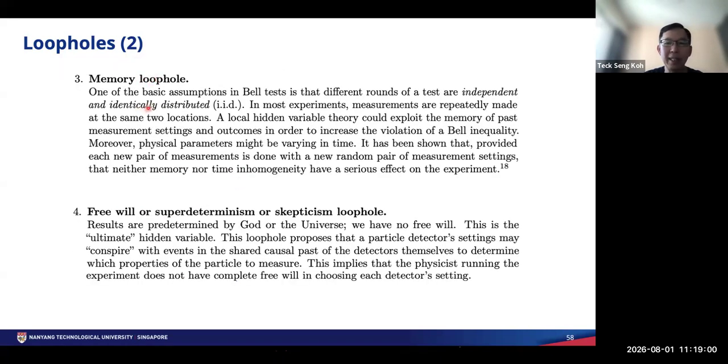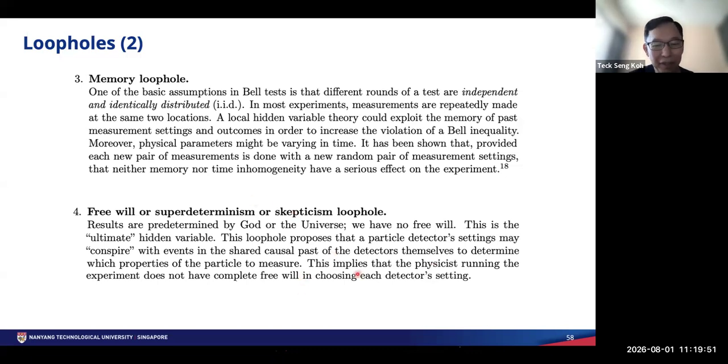Another is the memory loophole, where you assume that every round of a test is IID, statistically independent and identical. I won't go through this. The most interesting one is the free will loophole, sometimes called the superdeterminism loophole or skepticism loophole. What if the results were fated? We are following a script predetermined by God, fate, the universe. We have no free will. So all these detectors conspire or are correlated with events in the shared causal past, including the physicist running the experiment, who does not have free will.